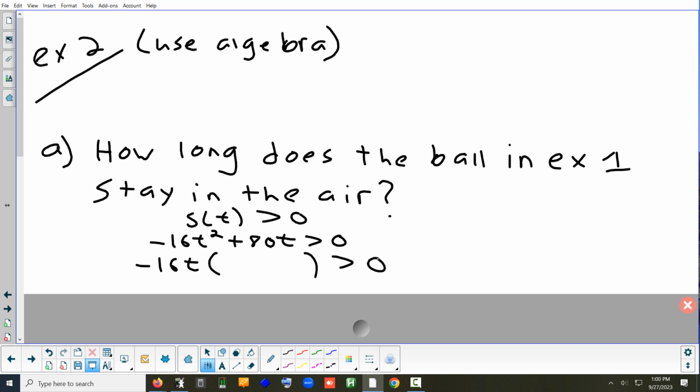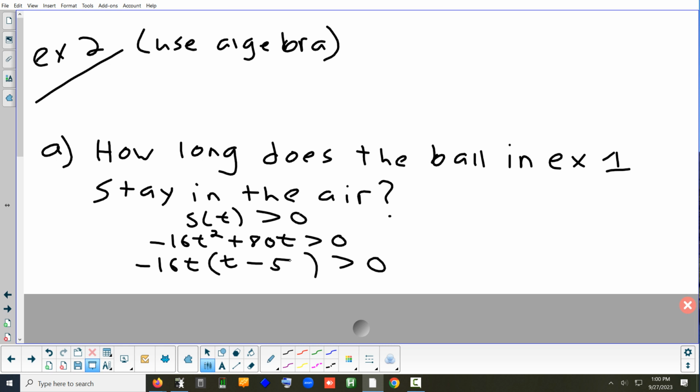What would that leave me with inside the parentheses if I factor out negative 16t? T plus 5. A couple things. First, we're going to make sure we use t. I like the first letter was right, that's just a letter. But what's the number going to be? It's not a plus 5. Minus 5. Yeah, it'd have to be a minus 5, because we factored out the negative.